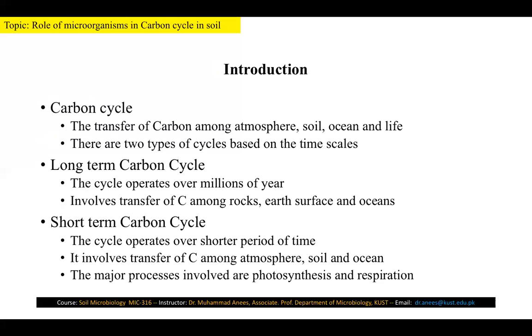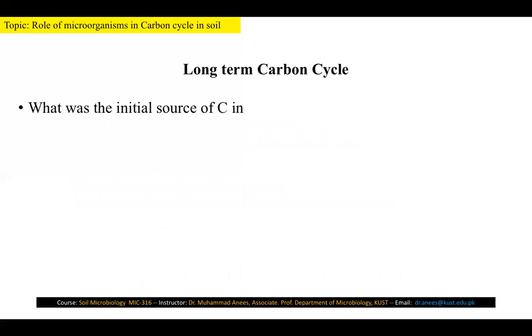Then there is the short-term carbon cycle. This carbon cycle is known as short-term because it operates over a shorter period of time. It involves transfer of carbon among atmosphere, soil, and ocean. The major processes involved are photosynthesis and respiration. First, we start with the long-term carbon cycle.